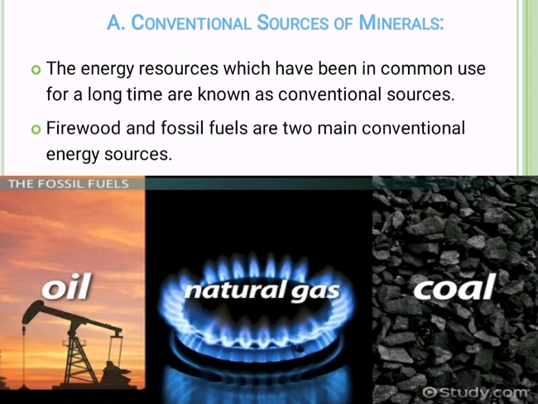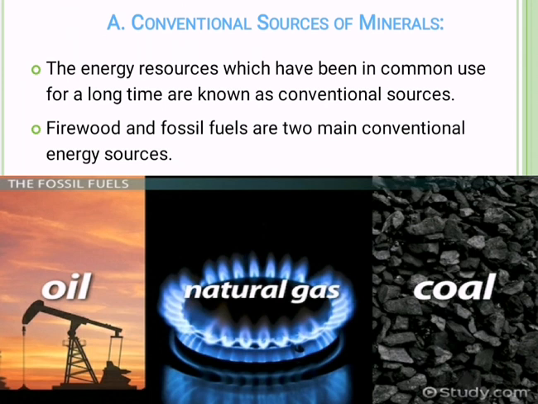For example, the firewood. We have been using firewood for the last 1000 or 2000 years. Early inhabitants, early people onwards, also used firewood. Other examples are fossil fuels or petroleum, resources which we are using at present, but we started using them a long period of time ago. Such resources are called conventional sources.